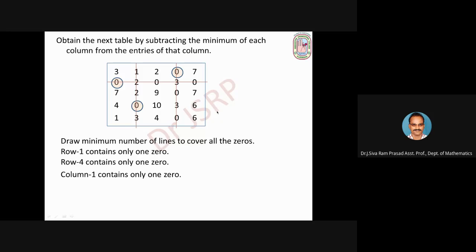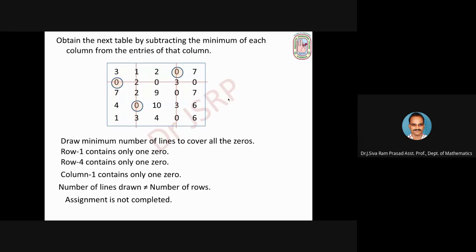Okay, so then verify the optimality condition. How many assignments have we made? Only 3 assignments. That means we have drawn only 3 lines, 1 horizontal line and 2 vertical lines. So the number of lines drawn is 3 and the number of rows is 5. Both are not equal. So the present assignment is not complete.